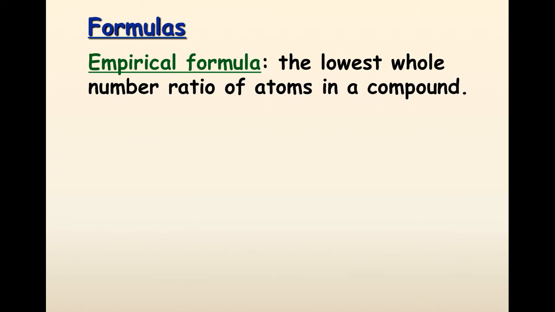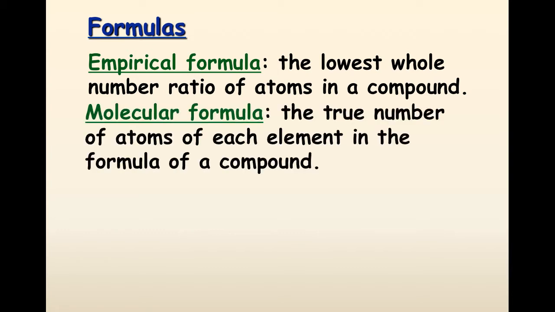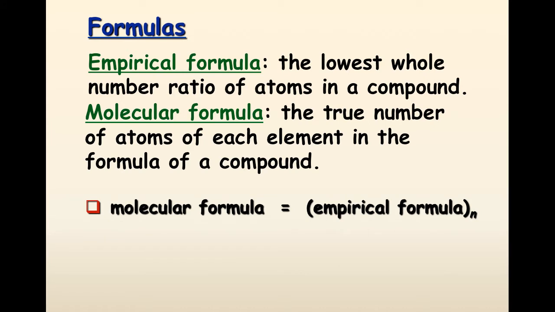So, an empirical formula: the lowest whole number ratio of atoms in a compound. They are going to be whole numbers, obviously. Molecular formula is the true number of atoms of each element in the molecule. So empirical and molecular are related by some factor. Our molecular formula, again, is just the empirical multiplied by some factor n.